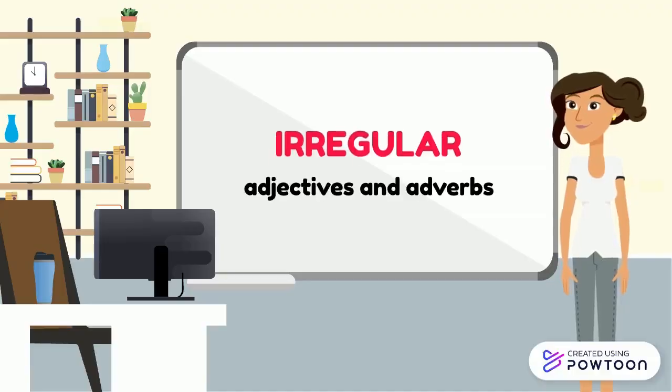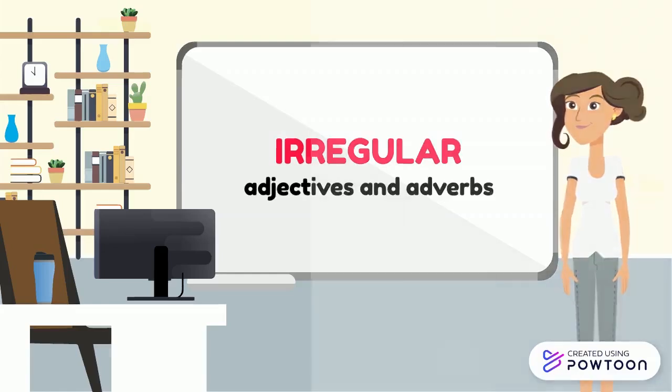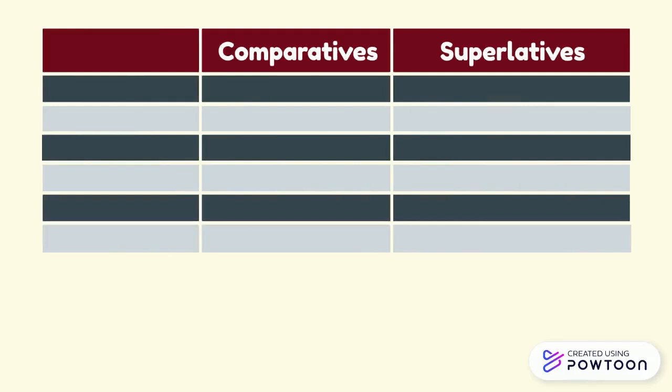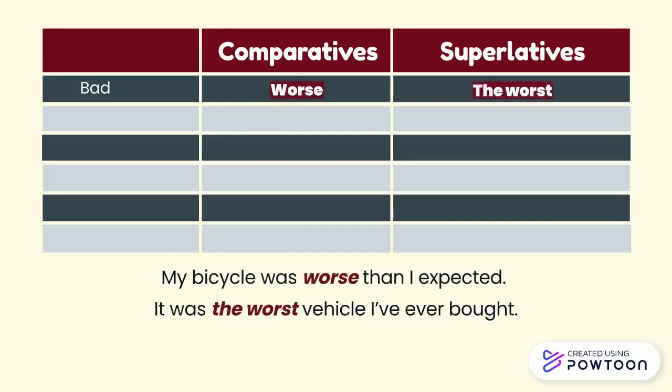Some comparatives and superlatives in English don't follow the usual rules. These are not formed by simply adding er, est, more, almost, like we've just learned. Let's take the adjective bad for example. The comparative for bad isn't badder, neither is the superlative baddest. The comparative for bad is worse, and the superlative is the worst. My bicycle was worse than I expected. It was the worst vehicle I've ever bought.